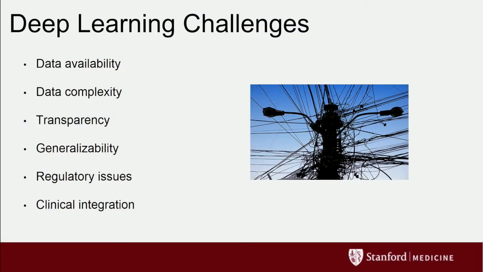Okay, challenges. Data availability, as we've said, particularly labeled data. Every hospital has a lot of images, but getting that labeled properly, high-quality labels for machine learning, that's a challenge. Complexity, I'll show you that in a minute. Transparency, how these models explain themselves, and generalizability, the need for clinical validation, and then regulatory and clinical integration. So I'm going to talk about a few of these.